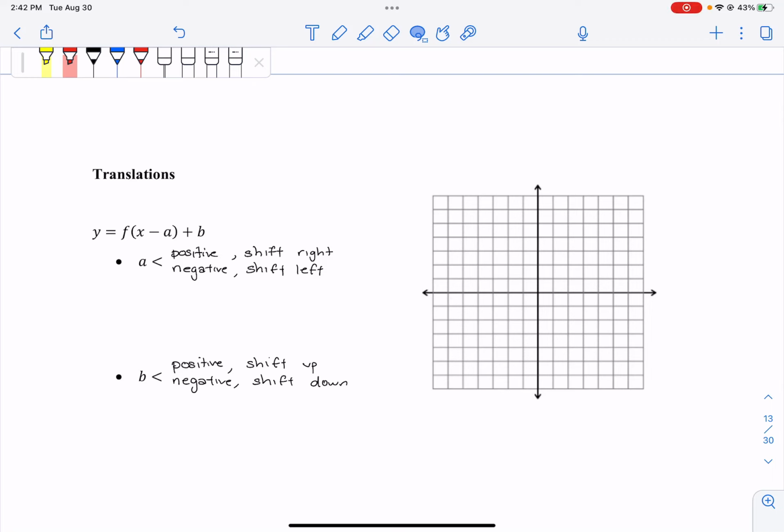So a couple things to note over here. The A's are kind of reversed, and what that means is if it's positive, it's going to the right. If it's negative, it's going to the left. And you'll see what I mean when I actually plug in numbers over here. But what you notice is that the A is very close to the X, and they're inside the same bracket together. Whereas the B is completely outside the function, the f of x. It's outside, so it's going up and down.